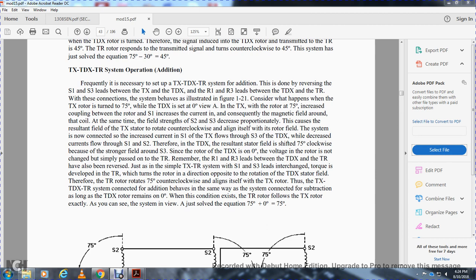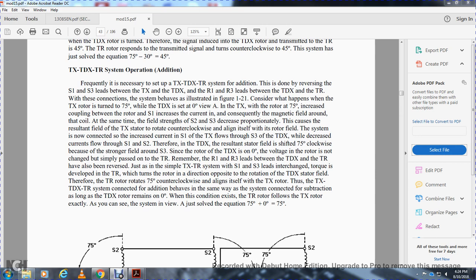The rotor is turned 75 degrees, and the torque differential transmitter rotor is at 0 degrees. In the torque transmitter with the rotor at 75 degrees, the coupling between the rotor and stator 1 increases, with the increase of the current and consequently the magnetic field around that coil. At the same time, the field strength of stator 1 and stator 3 decreases proportionally with the coupling.